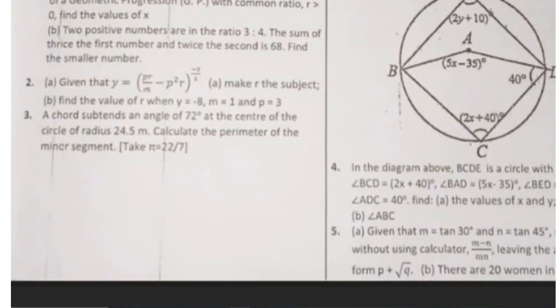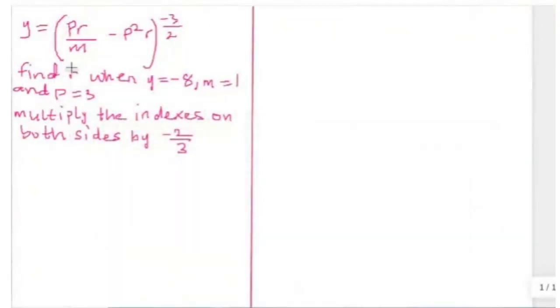Hello, we'll be looking at question 2A of WASSCE May June 2022 essay questions. It says, given that y = (PR over (m − p²r)) raised to power −3/2, first, we should make r the subject of the formula. Then find the value of r when y is −8, m is equal to 1, and p is equal to 3. So I've written that initial setup here. Let's proceed to solve this quickly.